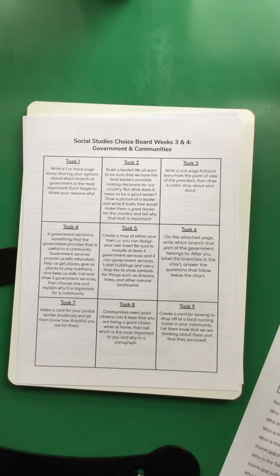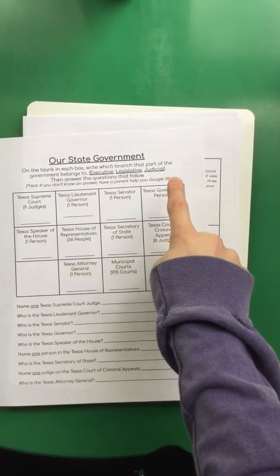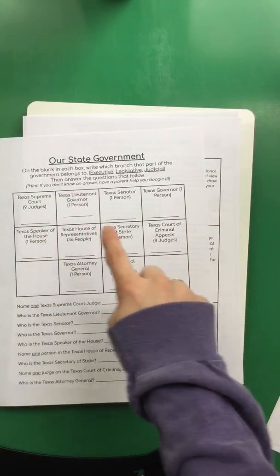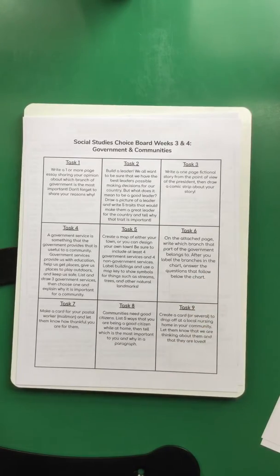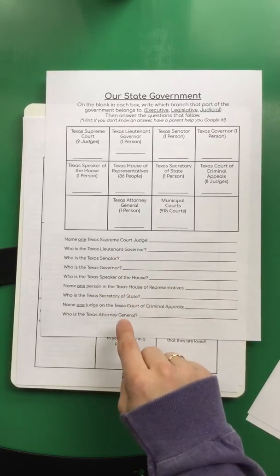Task 6 says on the attached page, write which branch that part of the government belongs to. So that's this part. So you would write executive, legislative, or judicial on each of these spots. You can just put E, L, or J if you want to. I don't really care. And then after you label the branches in the chart, answer the questions that follow below the chart. So this is where you're going to need some Google access here.